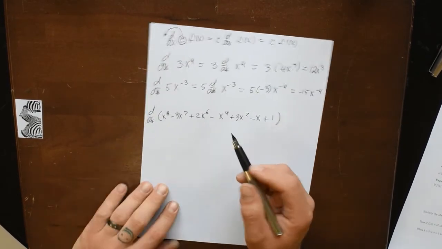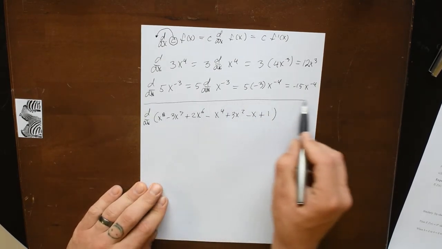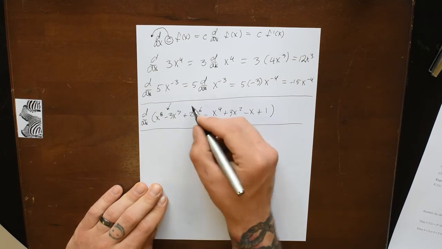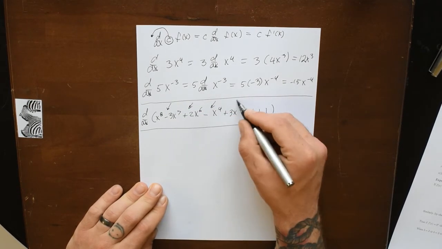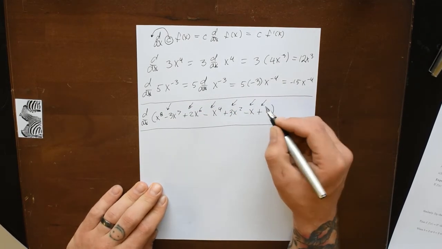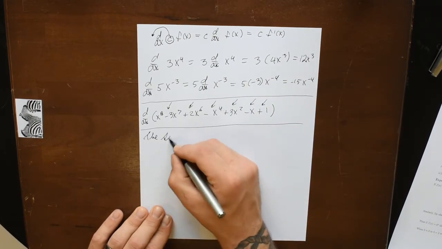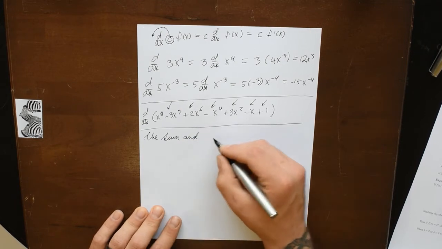In order to do that, I need to show you this, because we haven't dealt with addition or subtraction yet. So, I got ahead of myself. Let's give you the next rule: the sum and difference rule.